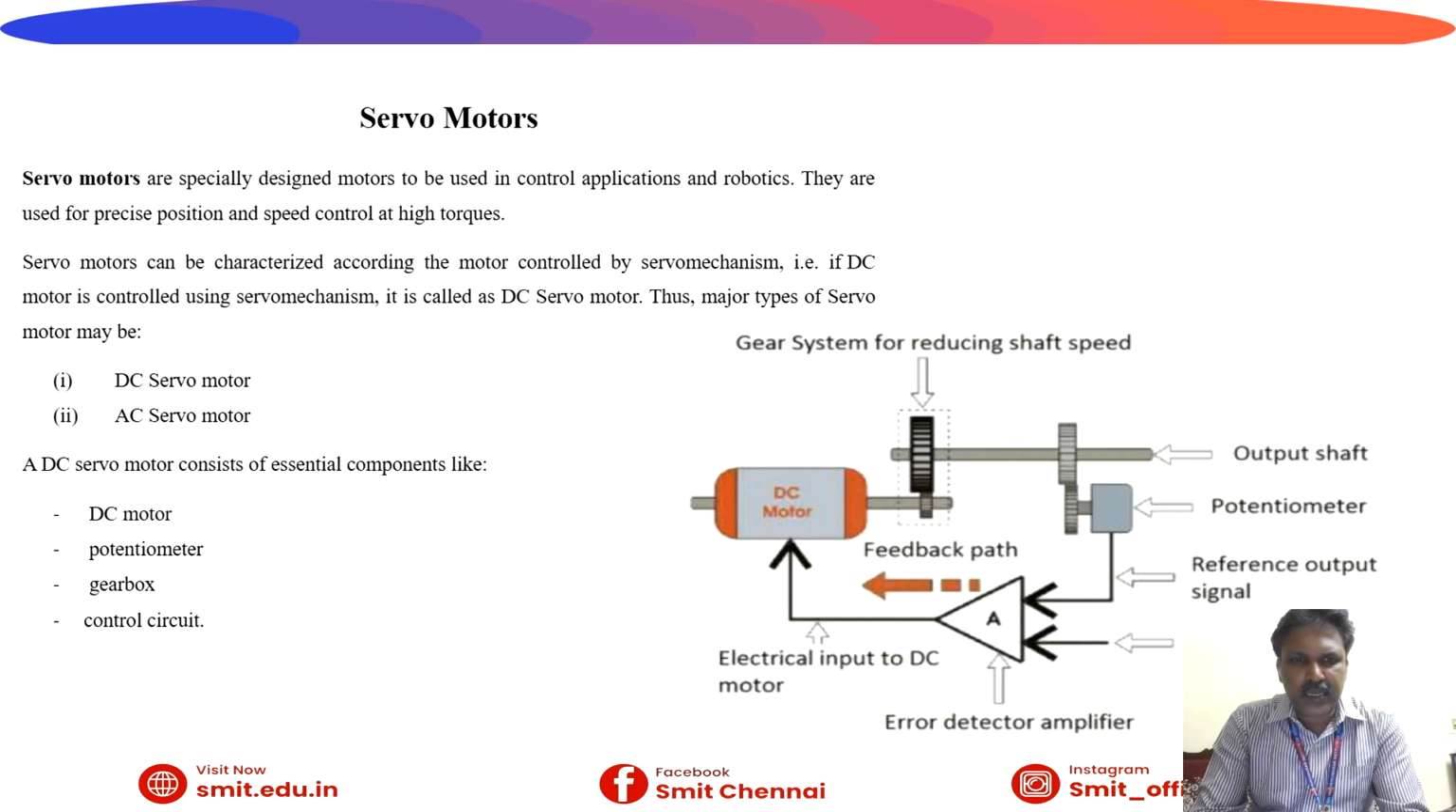Now we have the basic components, such as DC motor, potentiometer, gearbox, control circuit. Now we can see the diagram representing the various components. First, on the left hand side, we can see the DC motor, the electrical input to the DC motor is also given, error detector amplifier, output shaft is there, potentiometer, and reference output signal is also given over here. Now the motor gives the feedback, based on that it will be operating.